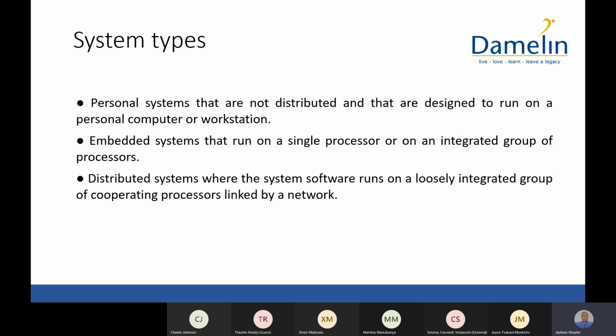Okay, so when you talk about a system, it's important to remember that a system consists of multiple applications. It's a whole ecosystem, okay? And we have personal systems which run locally on someone's personal computer or workstation, okay? Then we have embedded systems that control hardware, and they run on a single processor, okay? And then we have distributed systems, which is our focus for today's topic. And distributed systems are where the system software runs on a loosely integrated group of cooperating processes linked together by a network, okay?